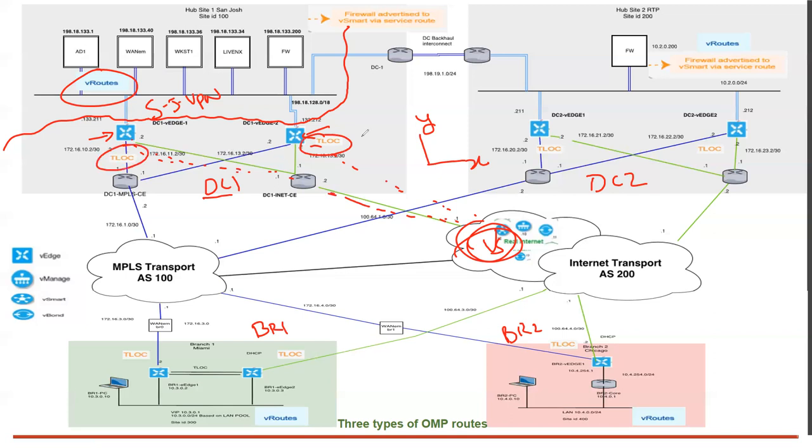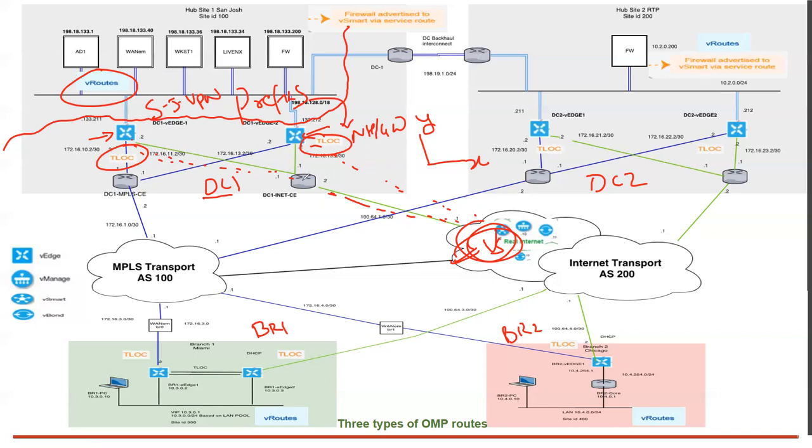So T-Locks are nothing but the gateways for the prefixes. And these are the prefixes. And these are the next hops, or you can say the gateways. Okay, so you can see that the vSmart will learn the prefixes. It will learn the next hops as well.